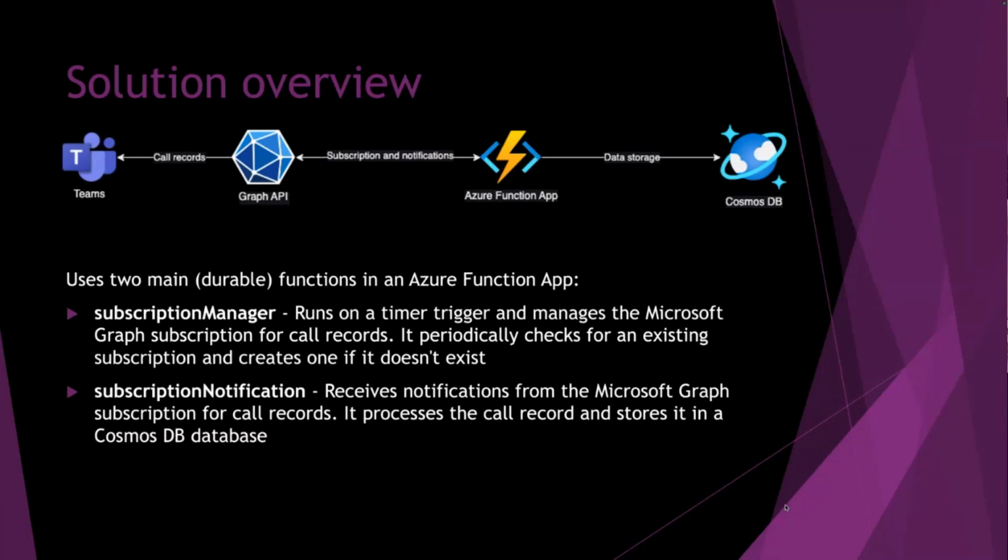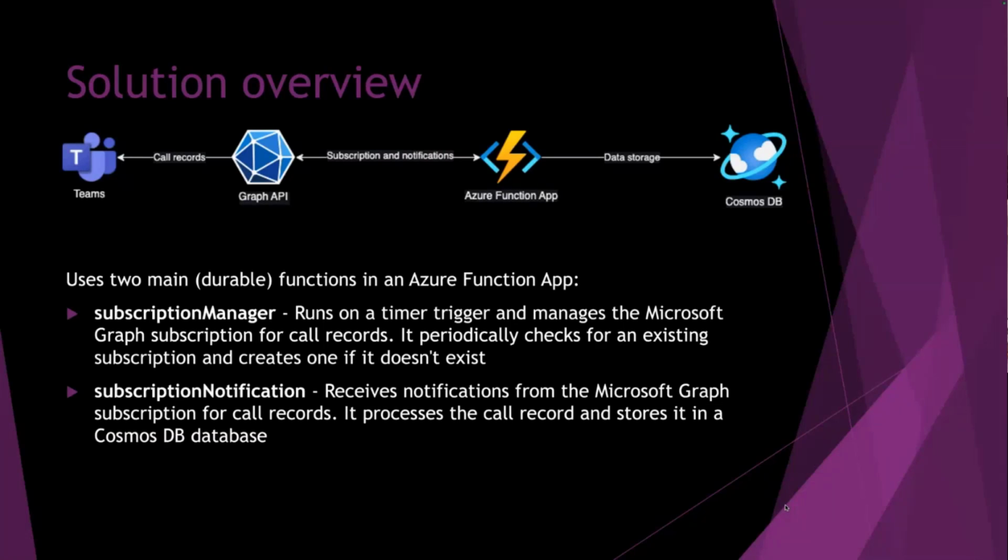Then, because I can store the data in JSON, I'm putting it in Cosmos DB. I could put it in something else if I wanted to, but just for simplicity I'm putting it there, as the payload from Graph will be in a format that I can just dump into Cosmos DB.